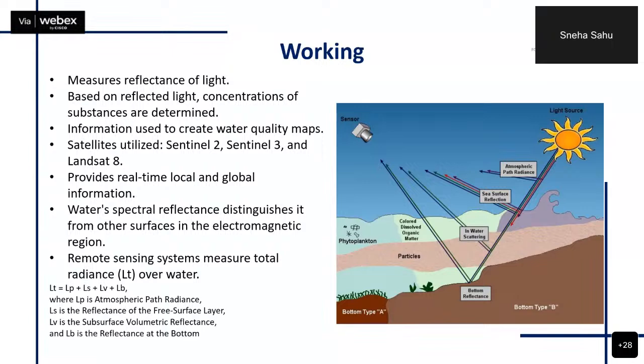It establishes long-term standards globally and provides real-time local and global information. The remote sensing system measures the total radiance over water, considering atmospheric path radiance, surface layer reflectance, subsurface volumetric reflectance, and bottom reflectance.